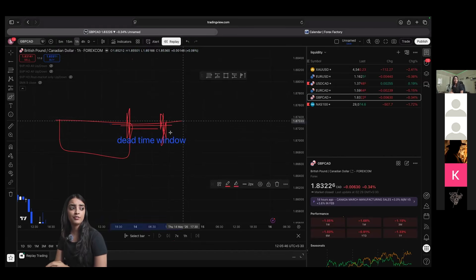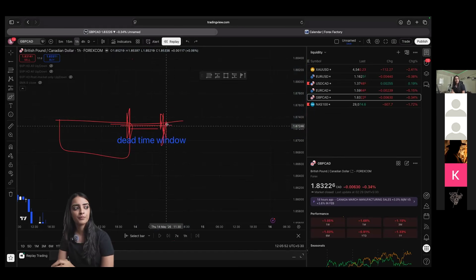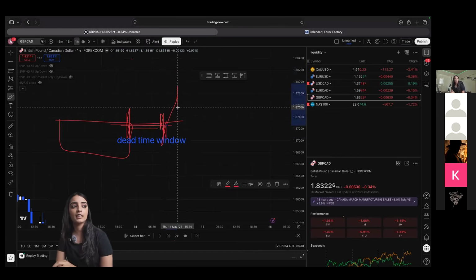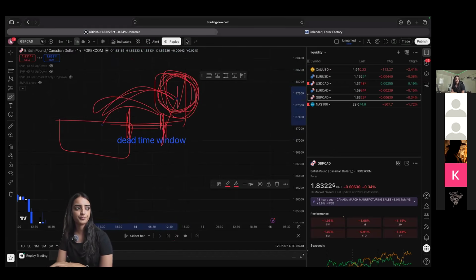We want Asia to be swept in the London session for the first time, or in the London kill zone for the first time. If Asia is swept in the London session, that's when I can say that today the London session is a strong high, because it swept the Asia for the first time.